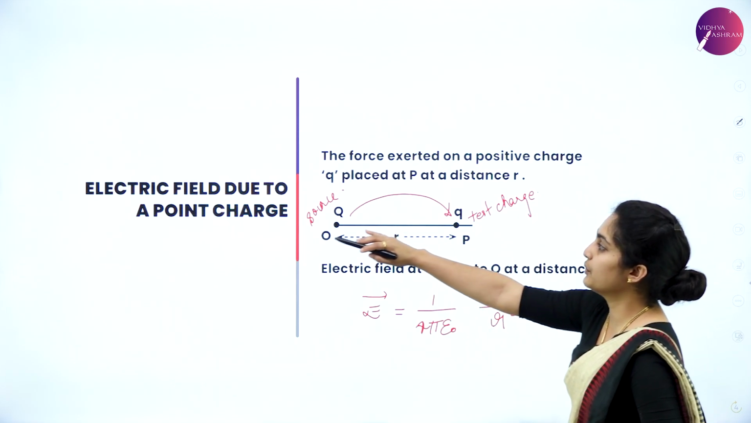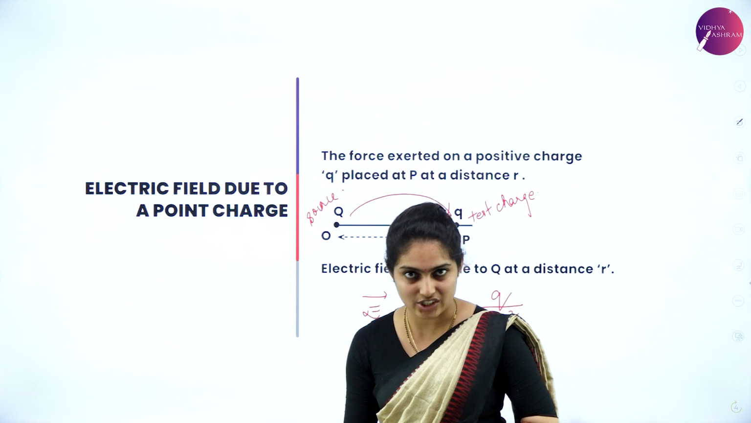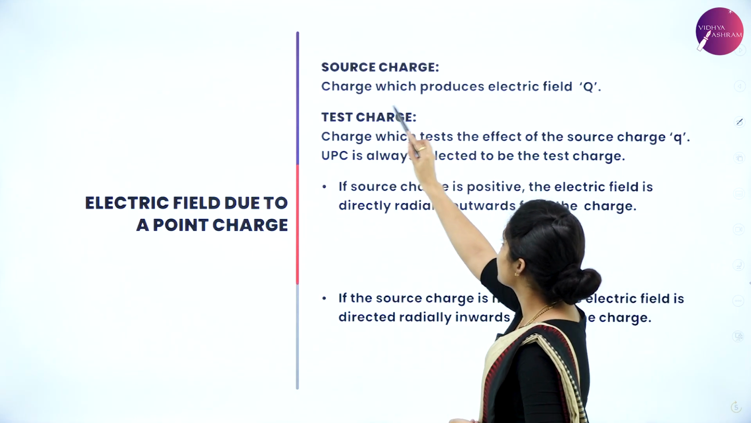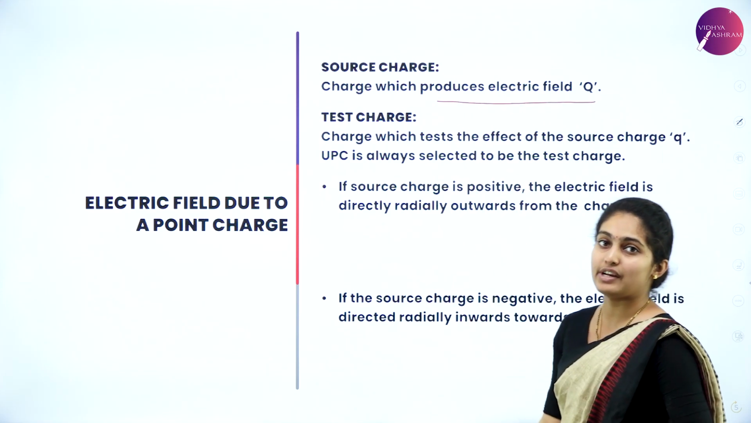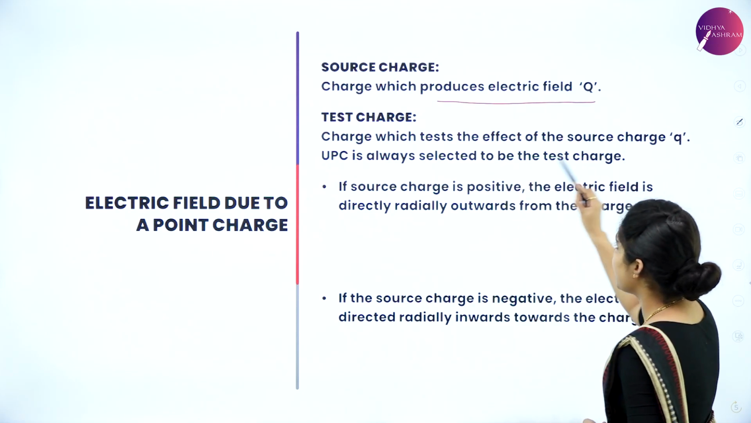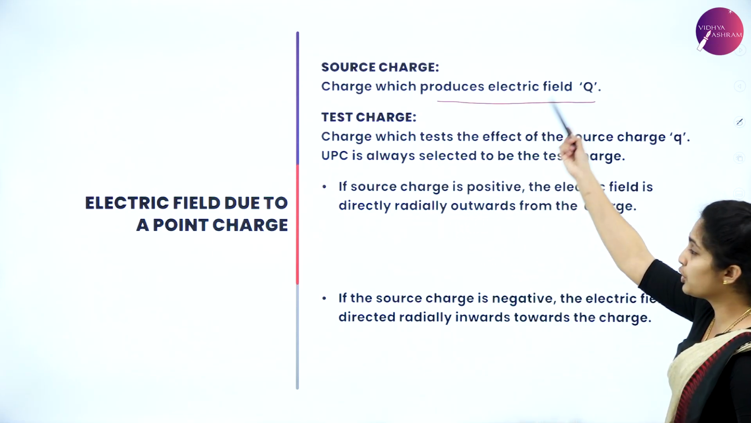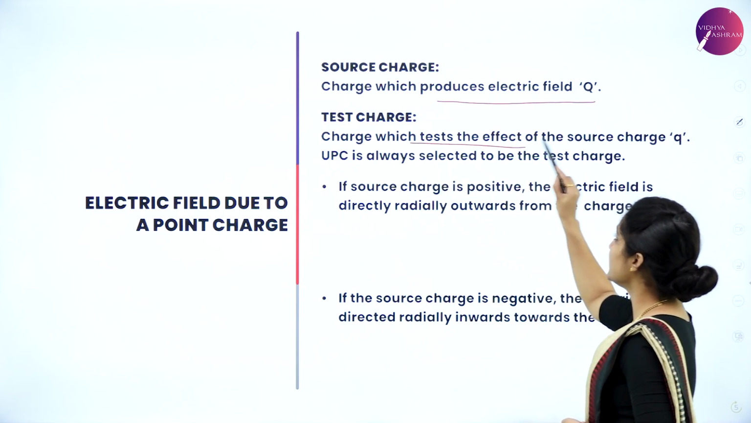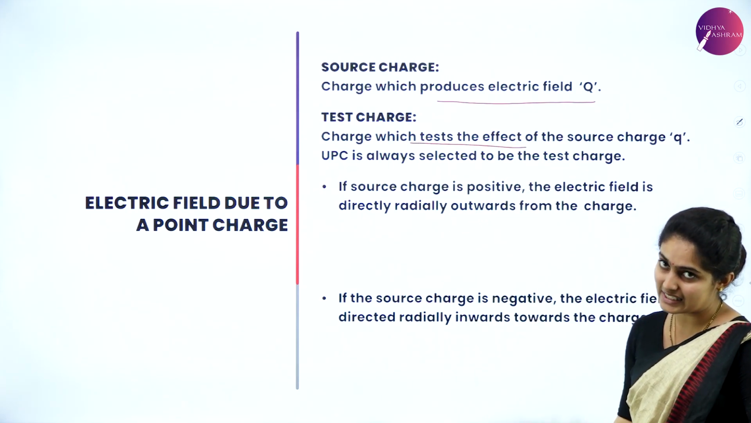Okay, so that holds good for electric field due to a point charge. Now, source charge means what? The charge which produces electric field is called as source charge. And what is test charge? The charge which experiences the produced electric field is called as test charge. Charge which will test the effect of the source charge is called as a test charge.